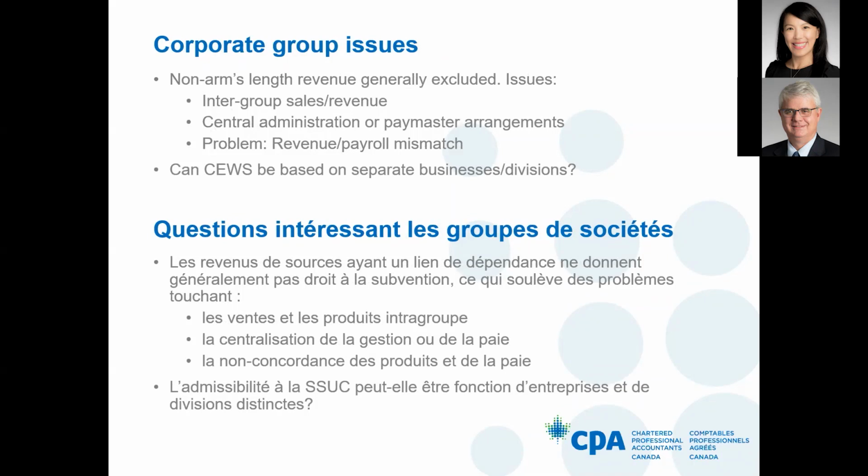Another big issue has been what happens with corporate groups. As Vivian mentioned, the rules essentially say that non-arm's length revenue is, as the default test, basically excluded. So in a fairly straightforward example, if you had a manufacturing company that sells all its production to, say, a wholesale company, which sells to arm's length clients, you're going to run into a problem with the manufacturing company and the general rules.